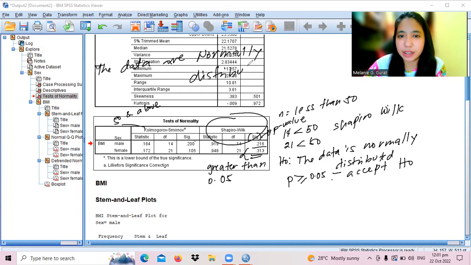Just to check why we are doing this, this is just a preliminary analysis before we can decide that we will be using a parametric test, which is the t-test for independent samples. So we are now sure that we will be using the t-test for independent samples.